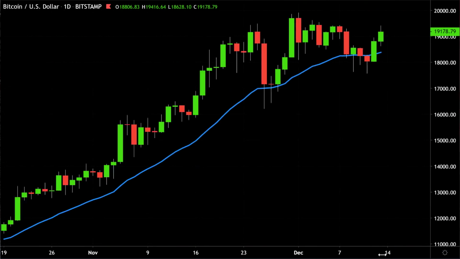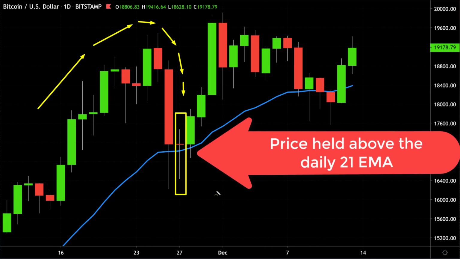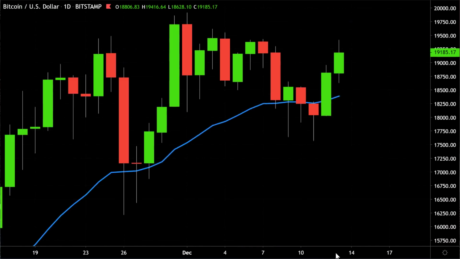I want to show you what I saw on the chart of Bitcoin over the last few weeks. So first of all, you can see after this major rally to the upside, we had a pullback down to the 21 moving average, the blue line you see on my chart. So we came back down, pulled back to the 21 EMA, the 21 exponential moving average, and notice we did not close below it. We held it, formed a Doji candlestick pattern, and then rallied higher to about the 19,900 level.